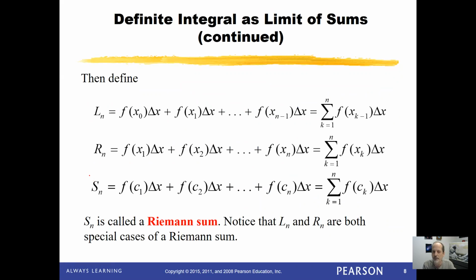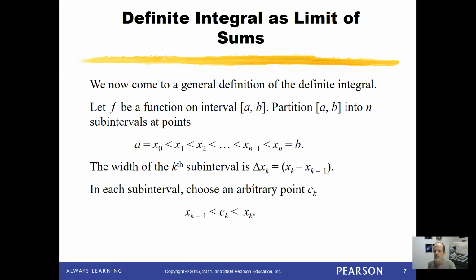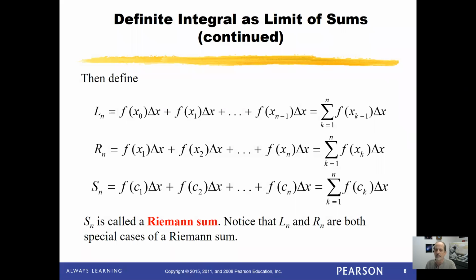So we call this S sub n. Okay, so if we take the sum of the area of the rectangles, let's describe what's going on here. For each c, which is just the subinterval between x sub k minus 1 and x sub k, it's an arbitrary point. So instead of using left or right, c just represents an arbitrary point between k minus 1 and k.